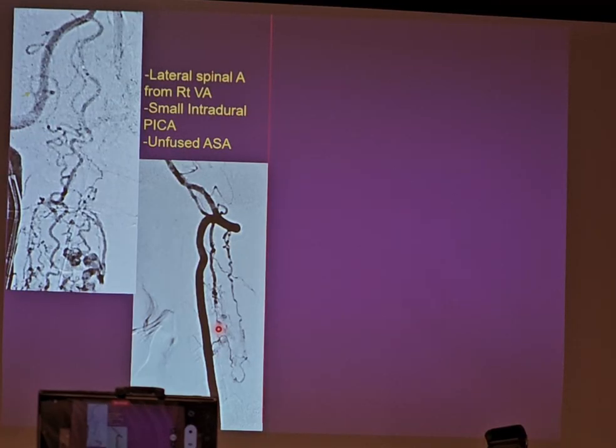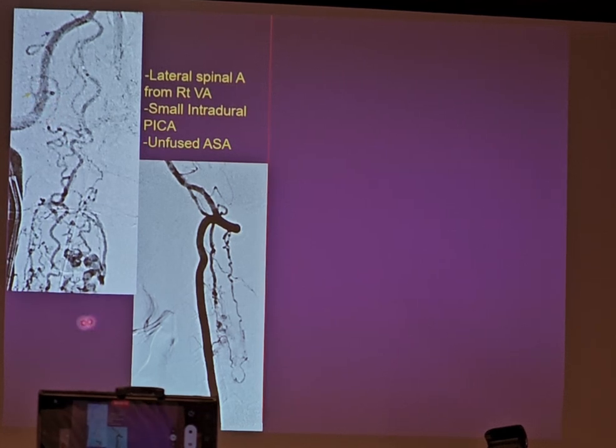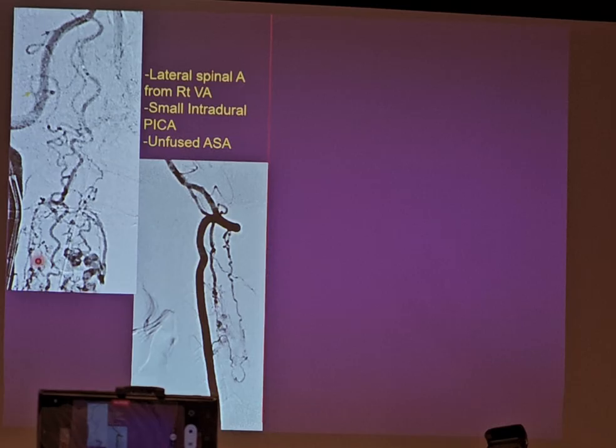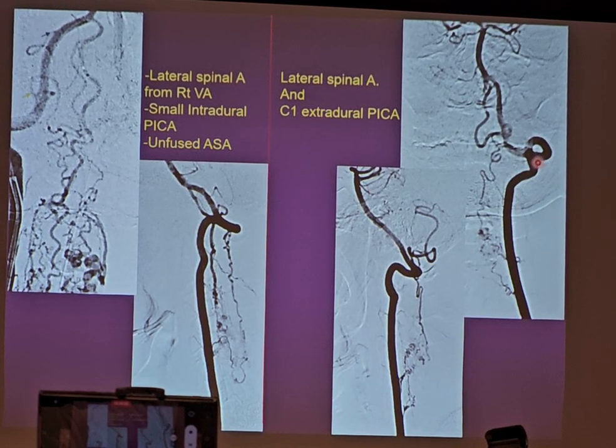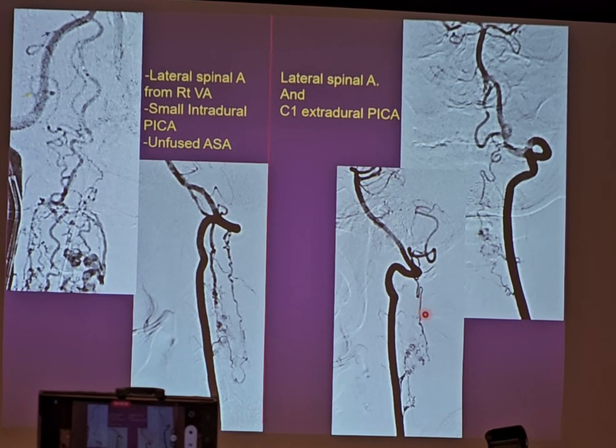Okay? So I will show you some examples. This one has a small intradural PICA here. So this lateral spinal artery will contribute to supplying the AVM, and the region is seen coming off from the vertebral artery. Why, in this example, do we have a C1 extradural PICA?